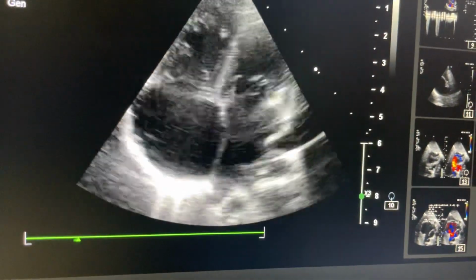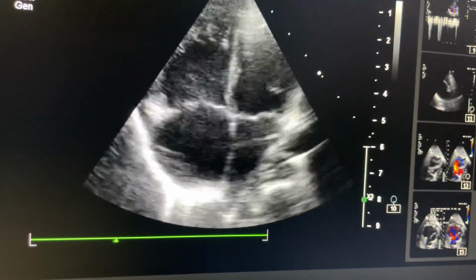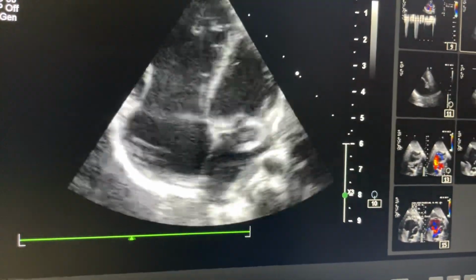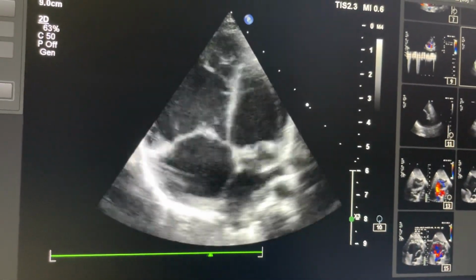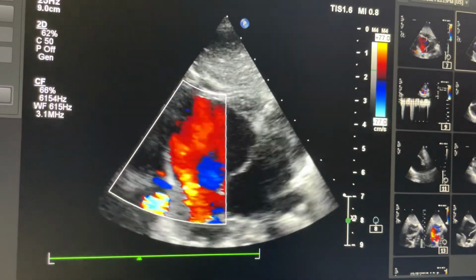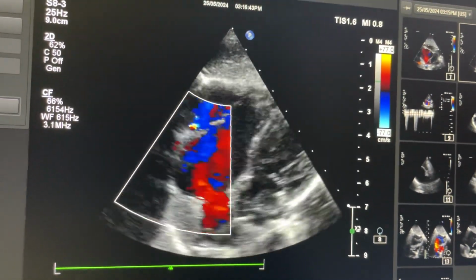So one thing important is right upper pulmonary vein draining into right atrium instead of left atrium. You can see in this image.